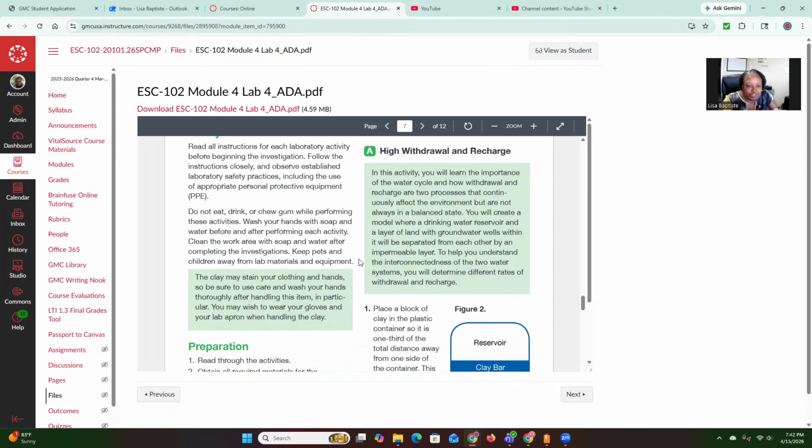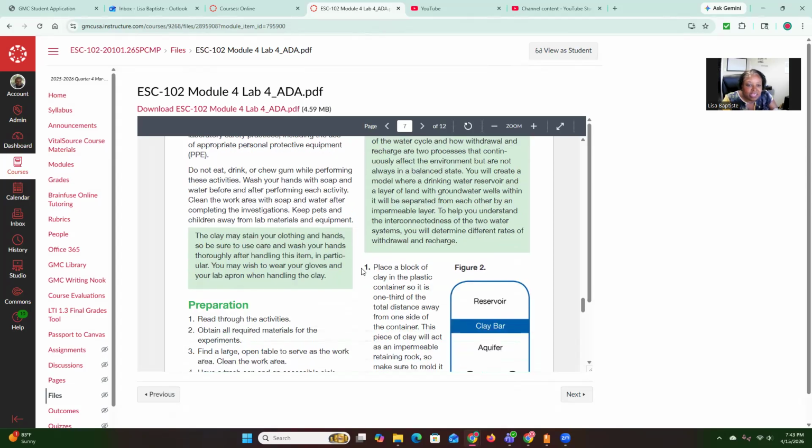Keep pets and children away from the lab materials and equipment. The clay may stain your clothing and hands, so be sure to use care and wash your hands thoroughly after handling these items. In particular, you may wish to wear gloves and your lab apron while handling the clay.